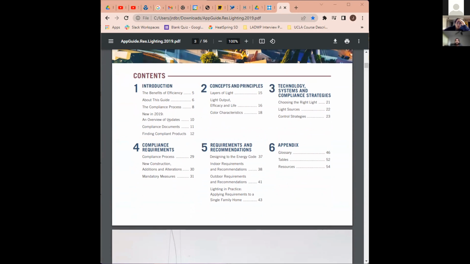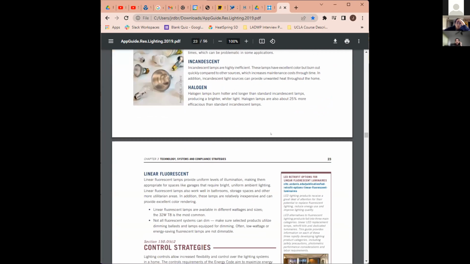They talk in broad strokes about the updates to the 2019 California energy codes. They go into a little bit about lighting, some of the stuff that was covered in heat spring, choosing the right light, the types of lighting sources, mandatory measures, and things like that. This could be a guide that helps us further define this in the future. But I think we should first get the stuff that we know onto the slides, and then circle back to what we don't know. For sure.